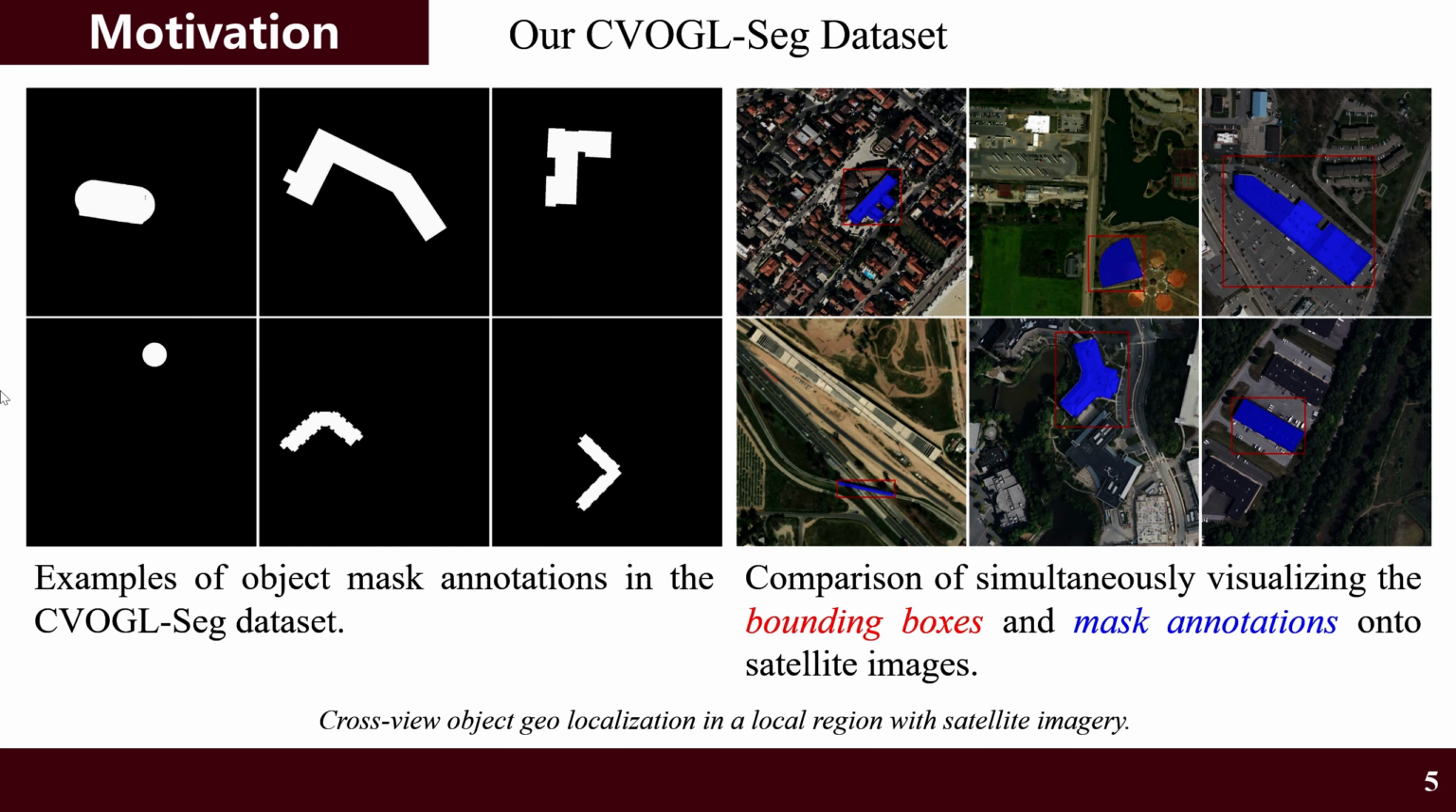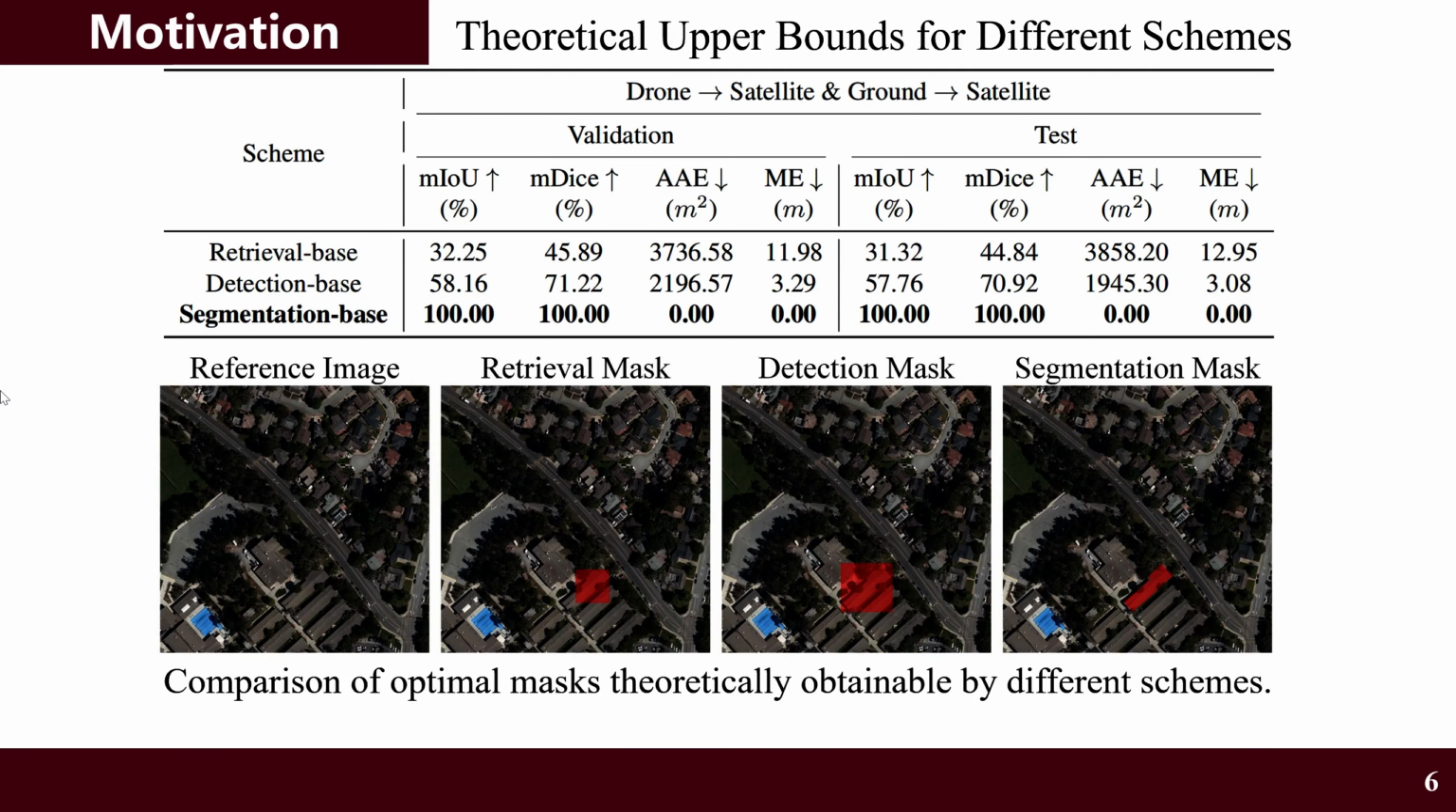To support our cross-view object segmentation scheme, we created the CVOGL-SEG dataset based on the CVOGL dataset. It provides pixel-level annotations for each query object. We compared the theoretical baselines achieved by different schemes for fine-grained cross-view object geolocalization. We also compared the best object masks obtained by different strategies.